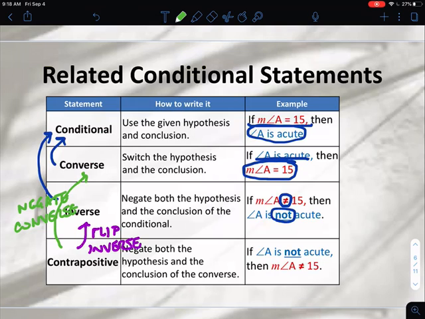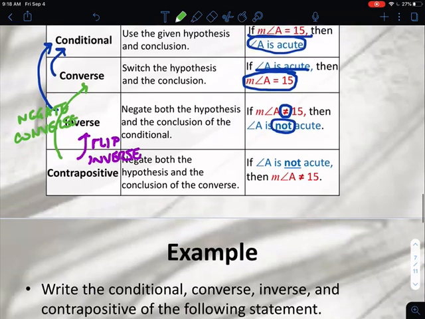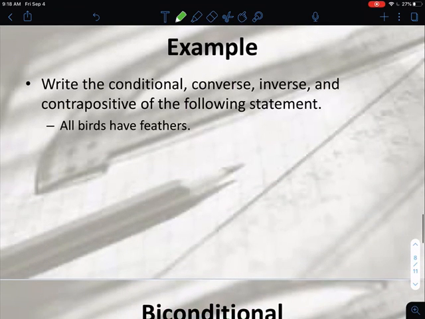So it's like doing both the converse and inverse all at one time. So whatever makes more sense to you, you have three different methods to create that contrapositive. So just be aware that we're just moving hypothesis to conclusion, or we're adding nots, or we're doing both. So for an example here, write the conditional, converse, inverse, and contrapositive.